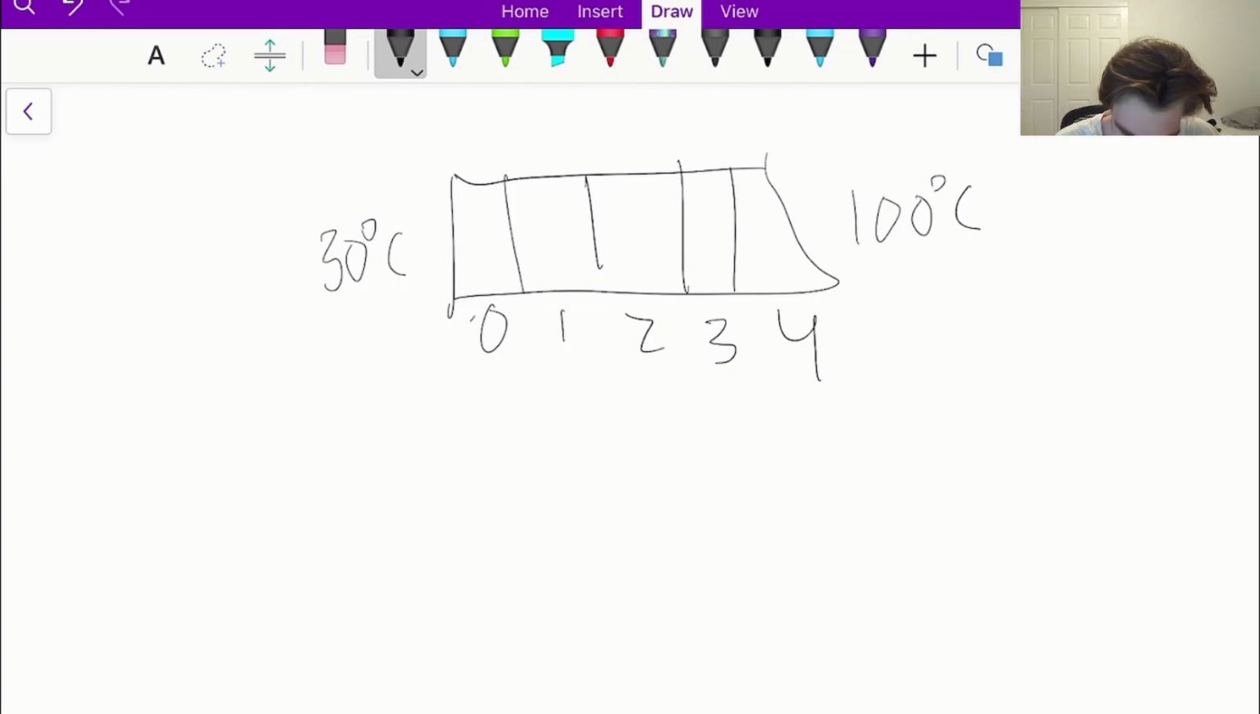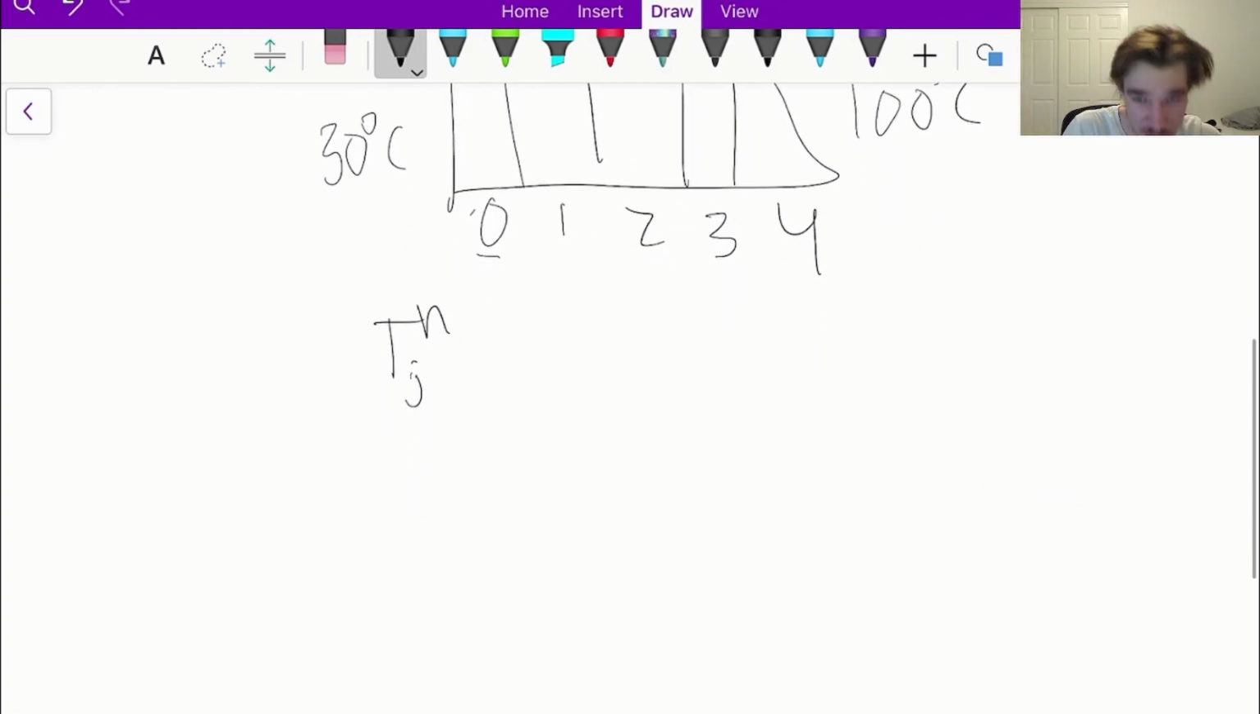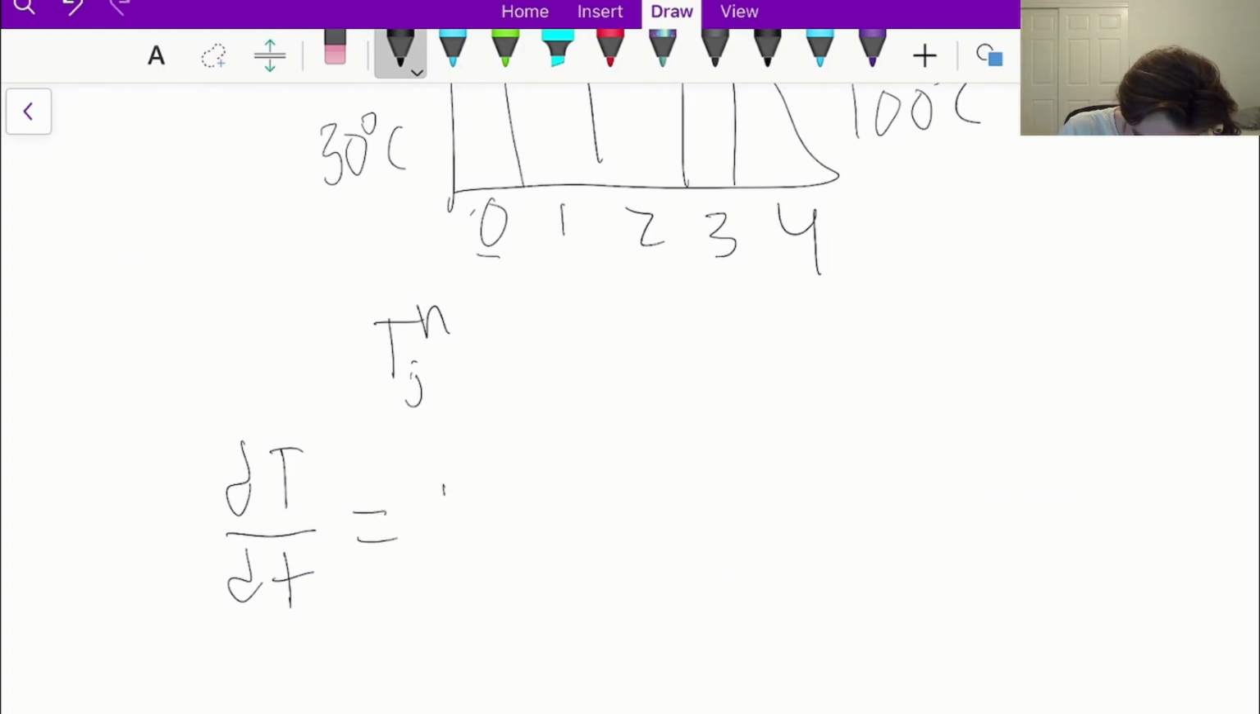So what we have here is a different temperature at each position. We have the temperature T at a position j, which is 0, 1, 2, 3, 4 in this scenario, at a time n. So the time is going to be the variable n in this case. Now we want to derive our heat diffusion equation. We have the change in temperature over the change in time is equal to the thermal diffusivity times, and I'm going to expand this part right here, d over dx times dT over dx.